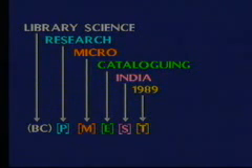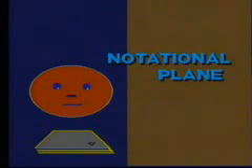Library science is the basic class. Research is the personality facet. Micro is the matter facet. Cataloging is the energy facet. India is the space facet. And 1989 is the time facet. This completes our work at verbal plane. Finally, we move on to the notational plane.